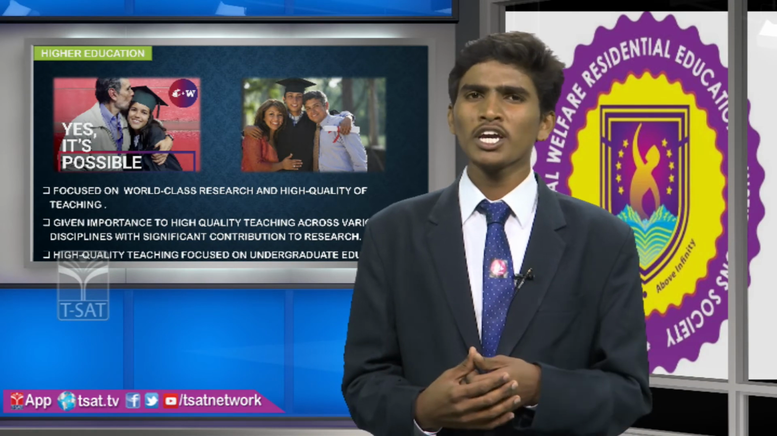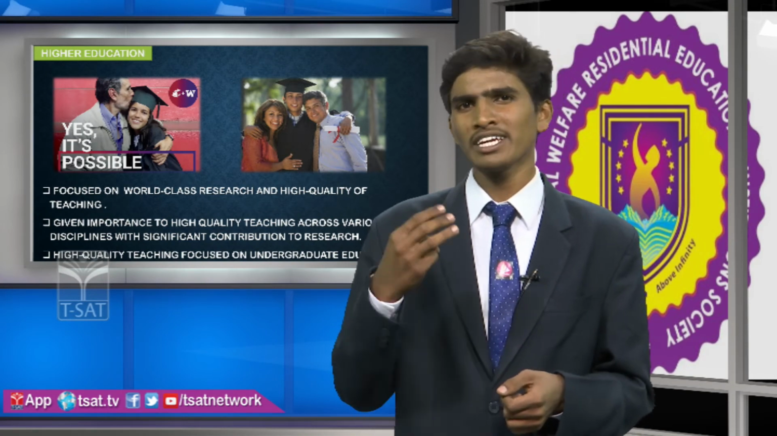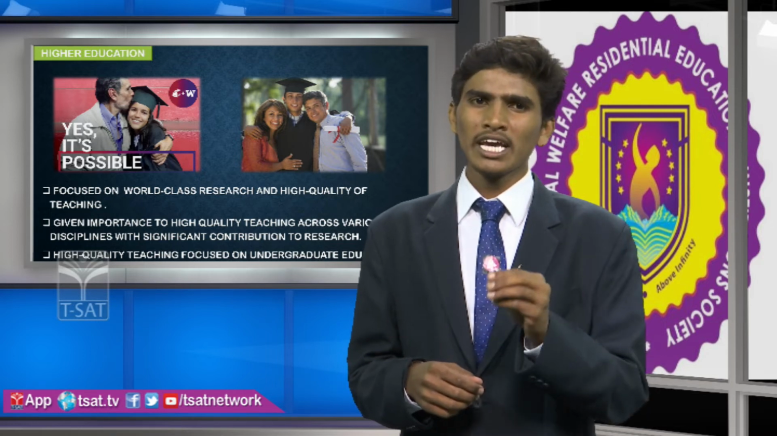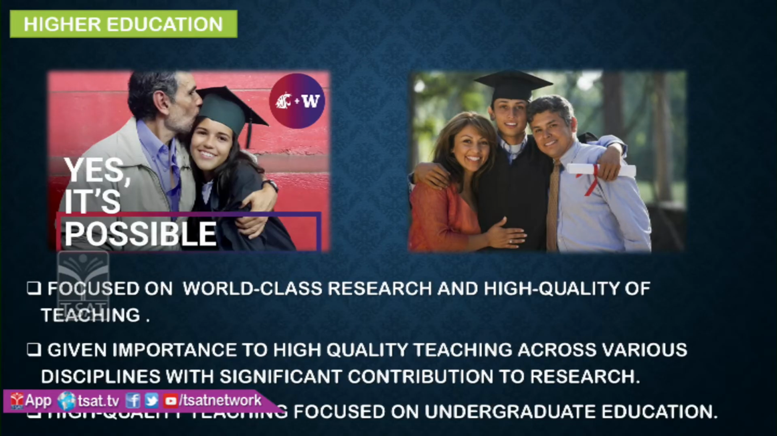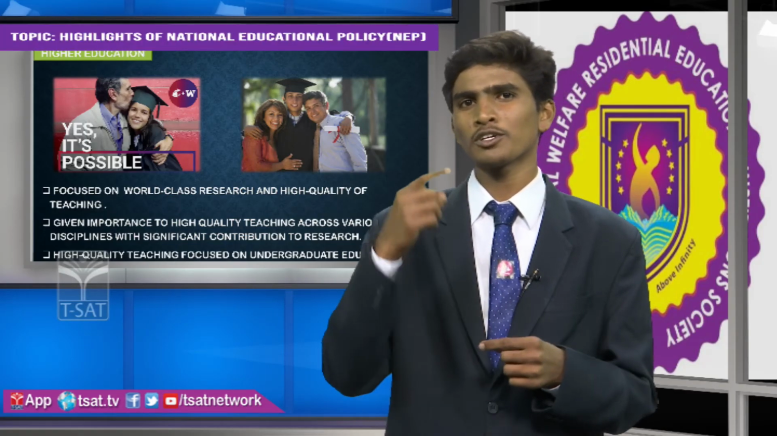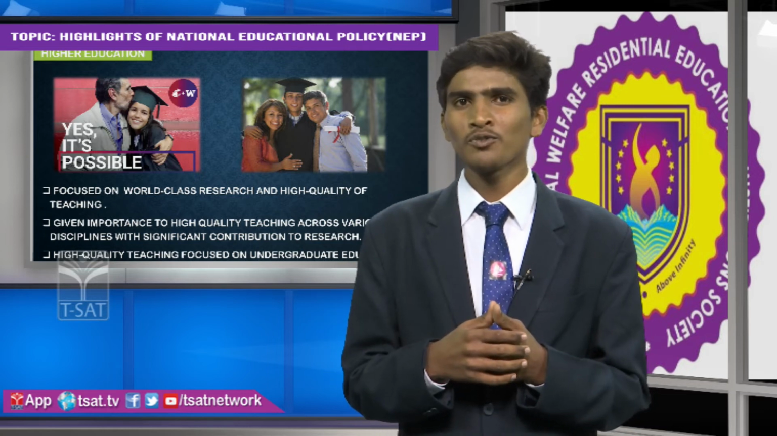So higher education is mainly focusing on 3 types nowadays. Let's look at the slide, friends. The first type should focus on world-class research and high quality teaching. The second type gives importance to high quality teaching across various disciplines with significant contribution to research. And the third type is high quality teaching focused on undergraduate education. So these are the 3 types that should be focused on in higher education. Then our India will secure a place among the top 10 world-class universities.